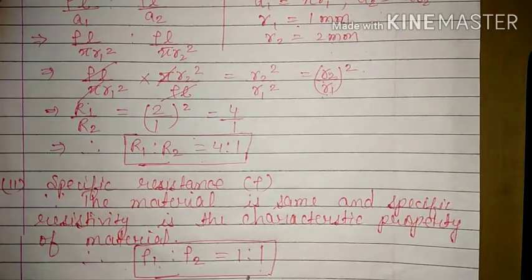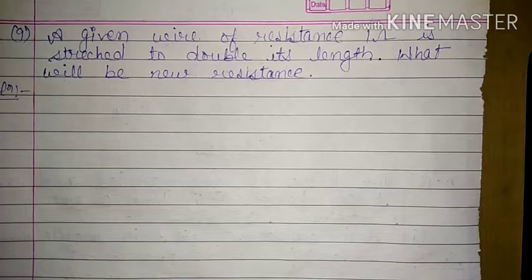Now we will see our next question. So the next question is question number 9. A given wire of resistance 1 ohm is stretched to double its length. What will be its new resistance?